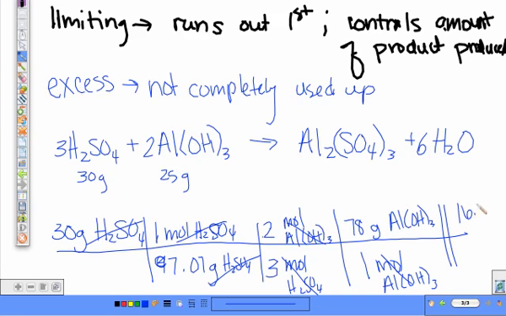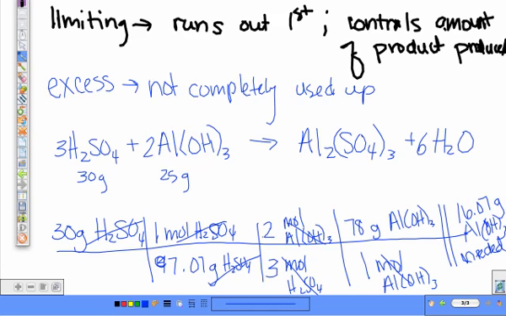$16.07. Where'd you get the 78 grams? Periodic table. So add up aluminum plus 3 oxygens plus 3 hydrogens, and this would be aluminum hydroxide. Now this is how much is needed, right? We need 16.07 grams of aluminum hydroxide to react with the 30 grams of sulfuric acid.